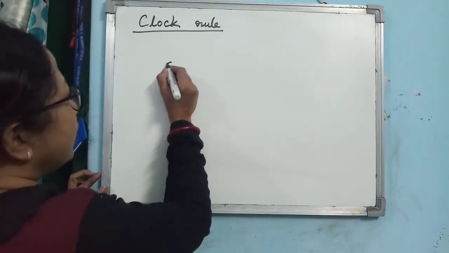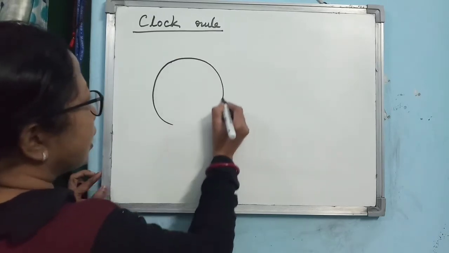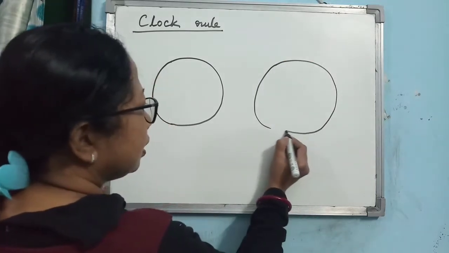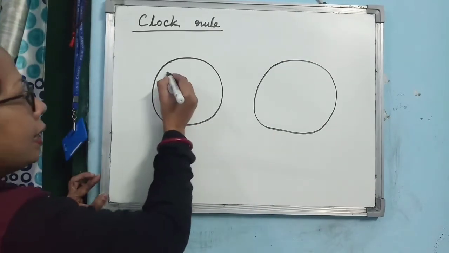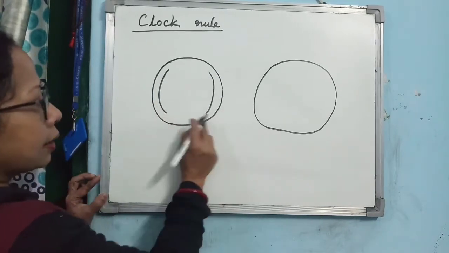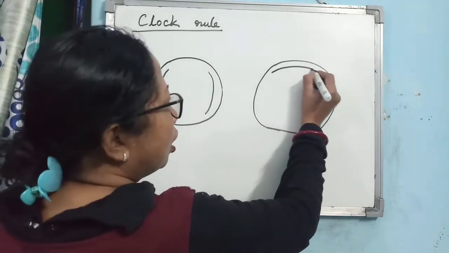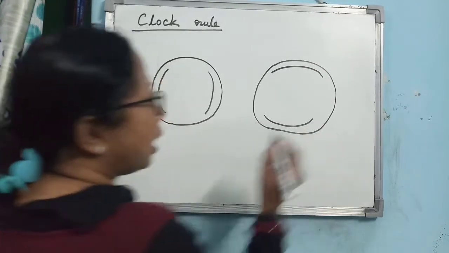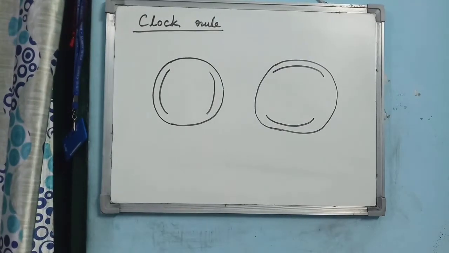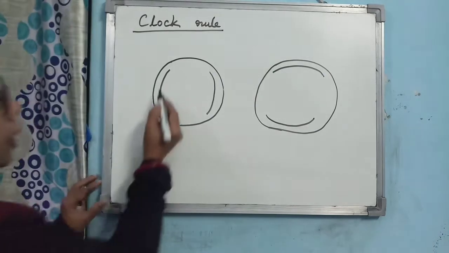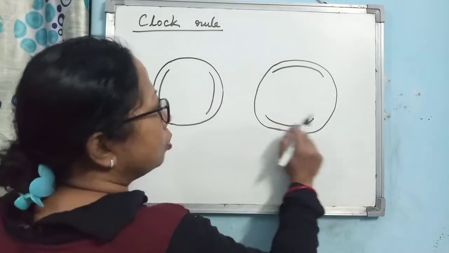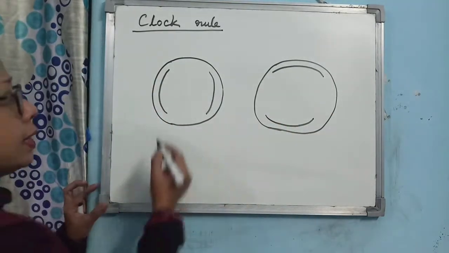So first of all, you make two circles. Alright, first you make two circles. Clear? Then you draw two vertical arcs here, and here you draw two horizontal arcs. So you see what you have to do: in one circle you draw two vertical arcs, and in one circle you draw two horizontal arcs. Is that clear? Now you see.